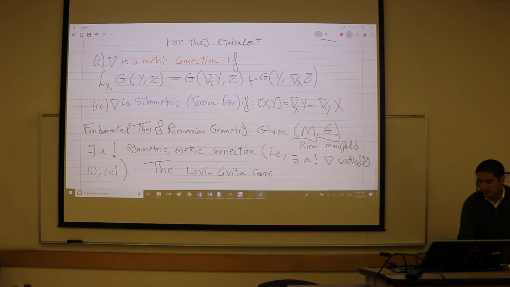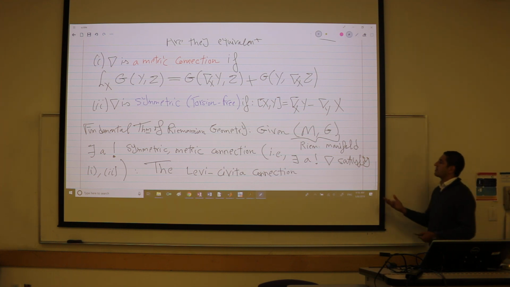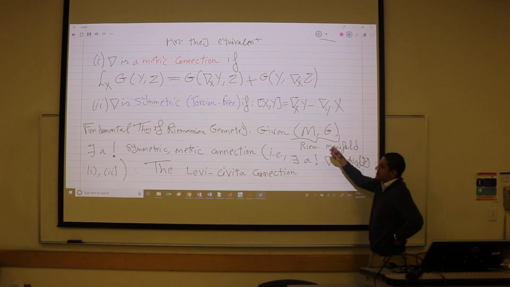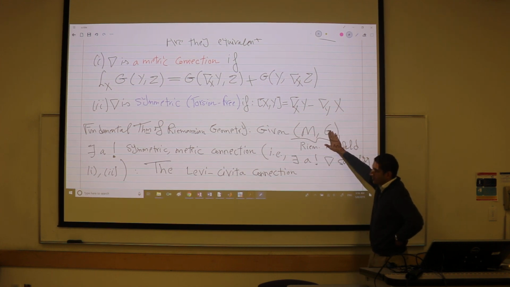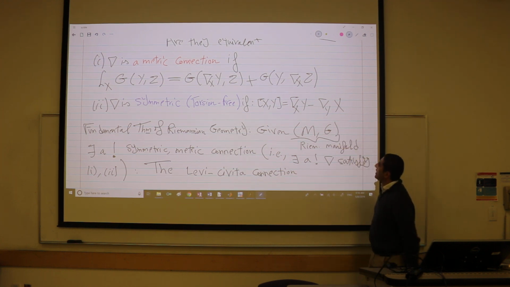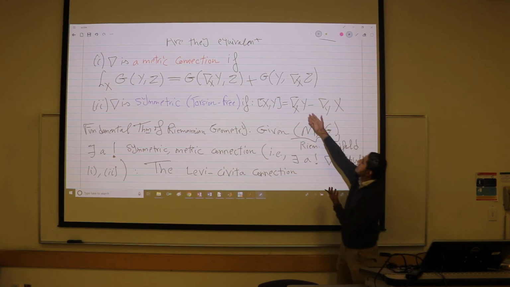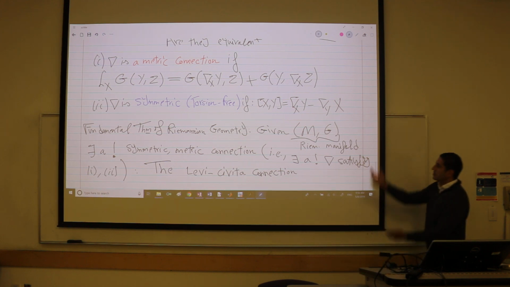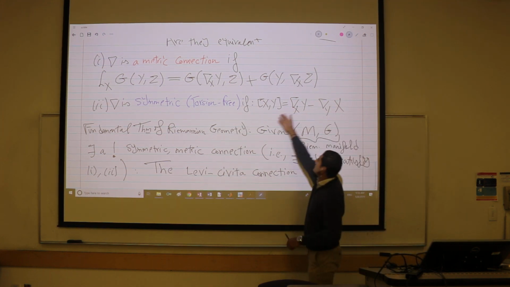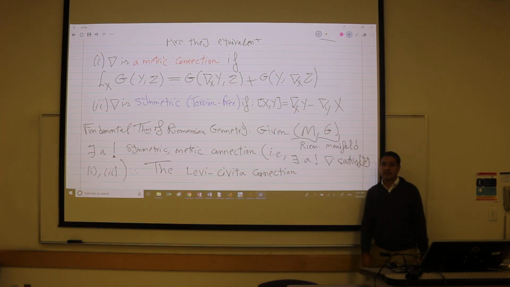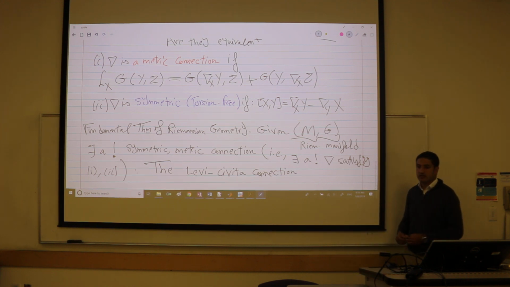So without looking too complicated, you give me a Riemannian metric. Well, there is a connection, a way of differentiation, that is compatible with this guy. They respect each other, and it's symmetric. Symmetric means that this property is satisfied, and also means that the gamma ijk are symmetric.